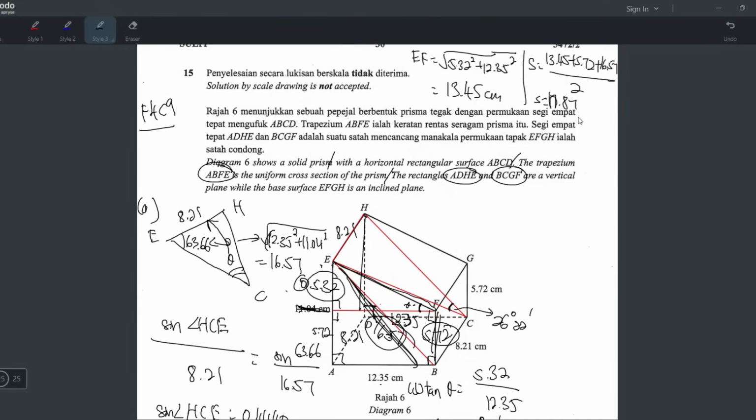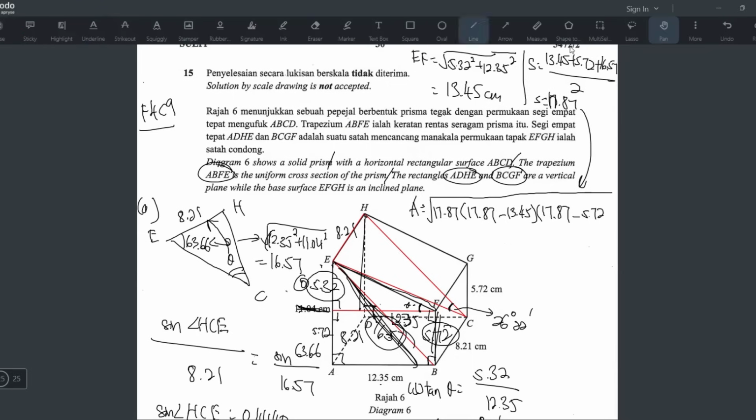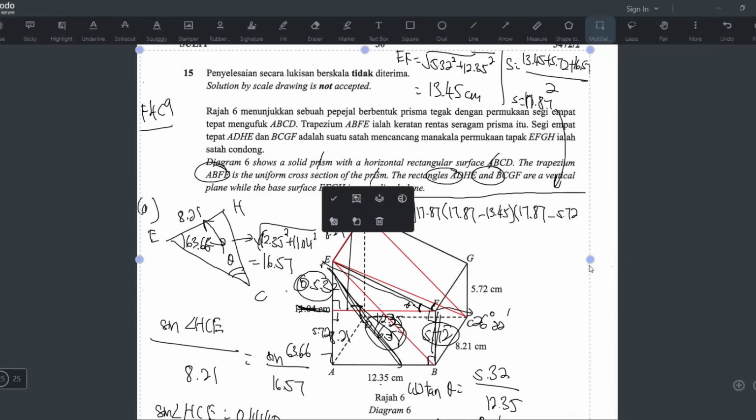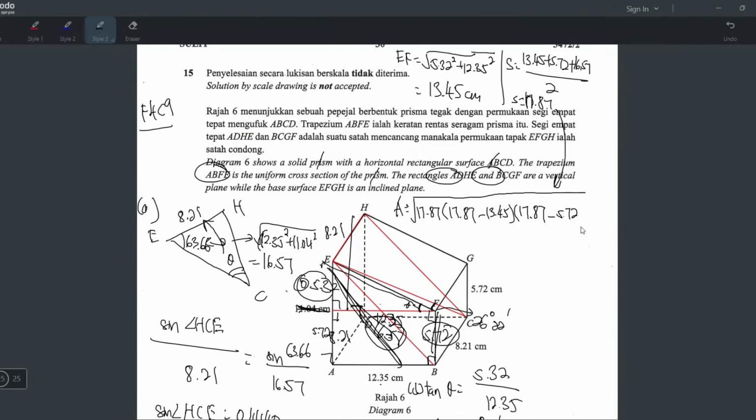Now we can find our area using Heron's formula. So the area will be square root. According to the formula, it is S bracket S minus A. So it will be 17.87 bracket 17.87 minus A, and the A can be any of the sides. So let's take 13.45, and then bracket S minus B, which is 17.87 minus B, which is the second side. Not enough space again. Alright, there's one more here, right? 17.87 minus the C, which is 16.57.